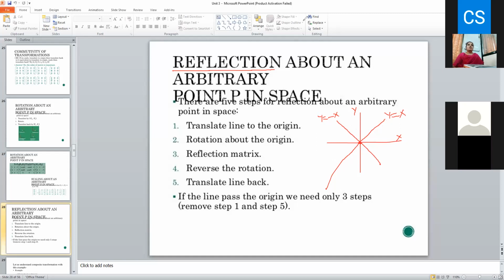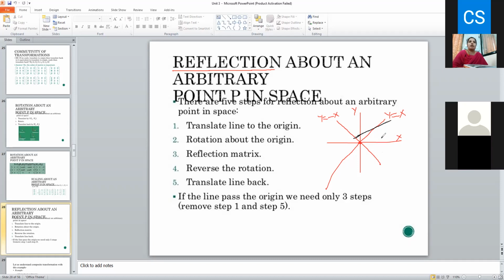Now my question is, I am having one axis like this. I will draw it more properly. Okay, I will have this axis. Now, can I get the reflection about this axis?